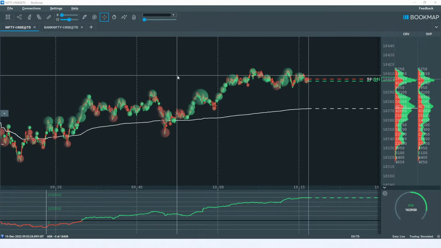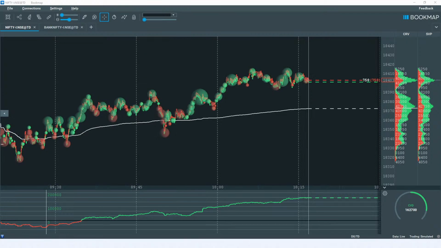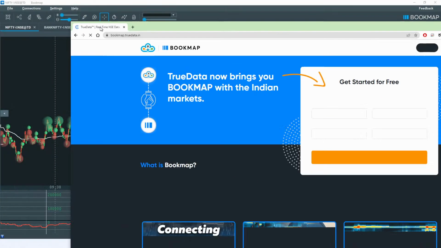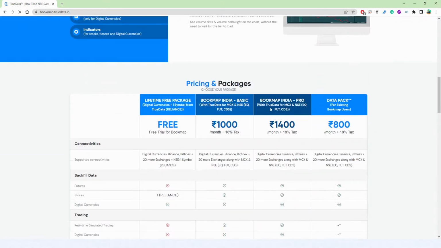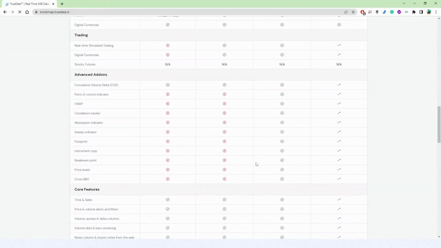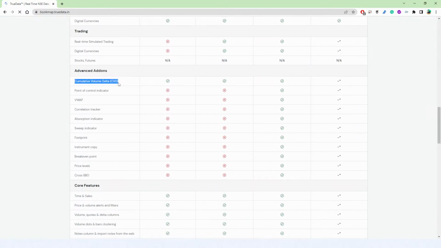Then there are different indicators offered by Bookmap. Let me show you that, and after that I'll come back to this. If you visit bookmap.truedata.in, right now I'm using the Bookmap India Pro version. In that there are so many add-ons. You can see cumulative volume delta, point of control, VWAP, correlation tracker, absorption indicator, sweep indicator, footprint, instrument copy, break-even point, price levels, and cross BBO. I'm going to utilize different indicators and show you their use cases today.